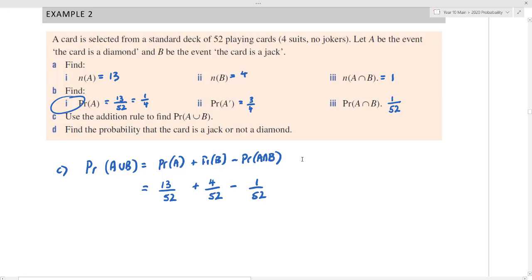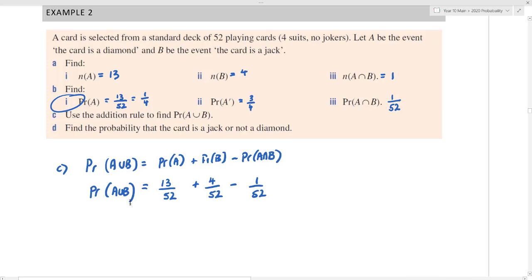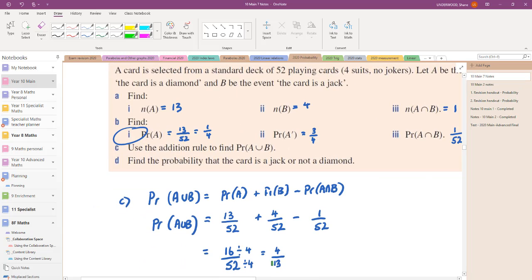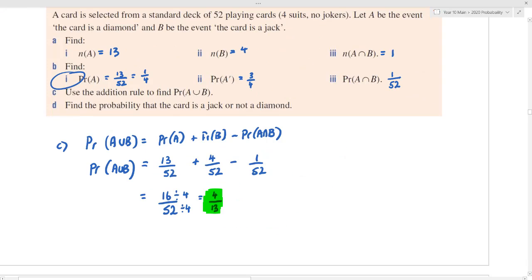Okay, so what is the probability of A or B? I'm just going to pause it here. All right, so the answer, now that they're all the same denominator, is adding 13 plus 4 minus 1, which is 16 out of 52. Now it would make sense to simplify that because 4 goes into 16 and 4 also goes into 52. Let's simplify that fraction to 4 over 13. Now 13 is a prime number, which means there are no factors other than 1 and 13, so we know that fraction is now simplified. Our answer for A or B is 4 over 13.